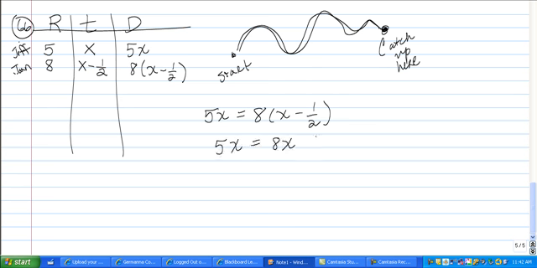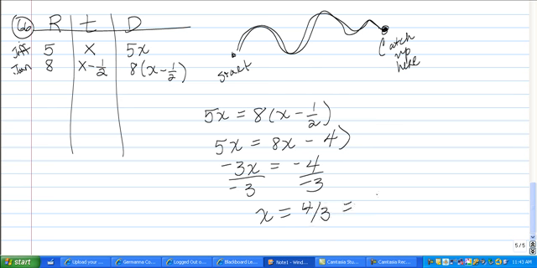And if we distribute the 8, we'll get a 4. Half of 8 is 4. And so if we subtract 8x and divide by -3, we get x is a positive 4/3. So that would be 4/3 of an hour. Okay, and so that's an hour and a third.